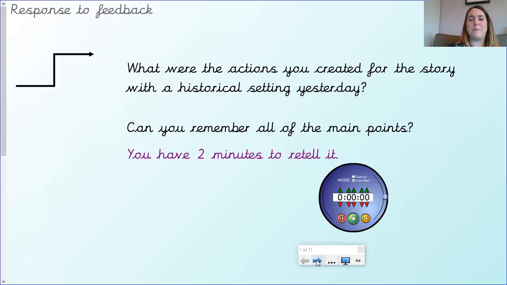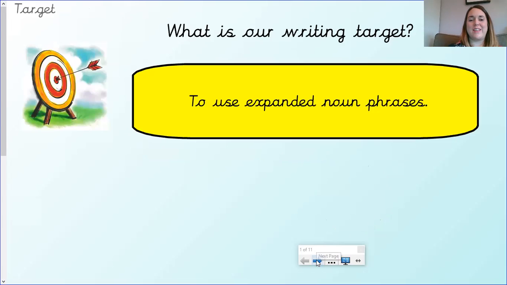Okay, well done if you managed to tell the whole story. Let's just remind ourselves then of our writing target for this term. Our new writing target is to use expanded noun phrases. Before I go on to the next slide, just challenge yourself. Can you remember what an expanded noun phrase is? Pause the video and have a think. Hopefully you remembered an expanded noun phrase is where we add adjectives to a noun to add detail to our work.